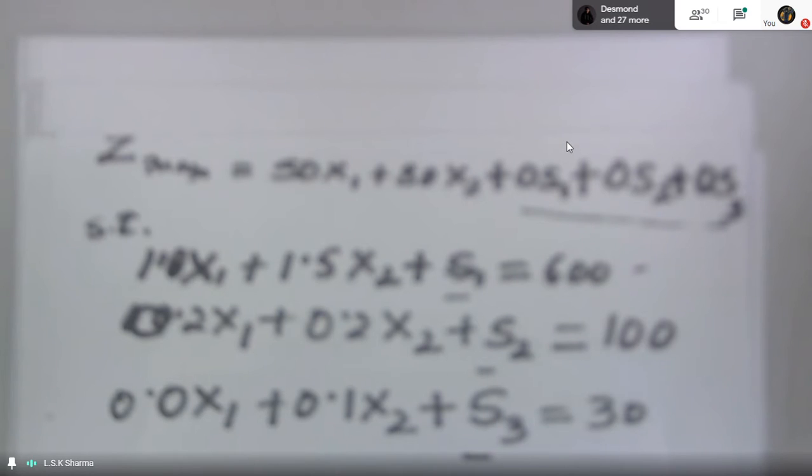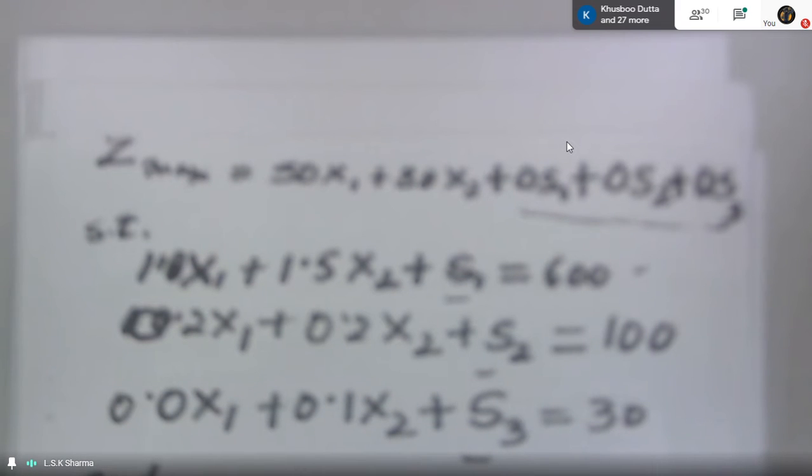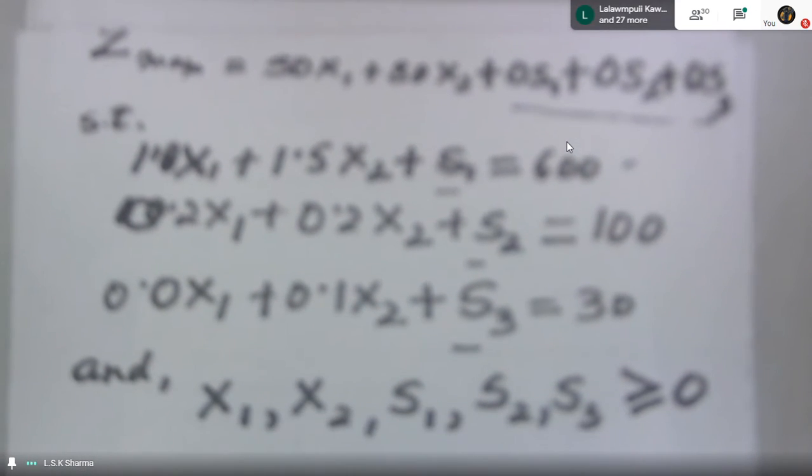But these slack variables also you have to write in the third part, that is x1, x2, s1, s2, and s3. These slack variables are not less than 0. They are 0 and something more. So they are greater than or equal to 0. Now, I don't think you are seeing the, yeah.